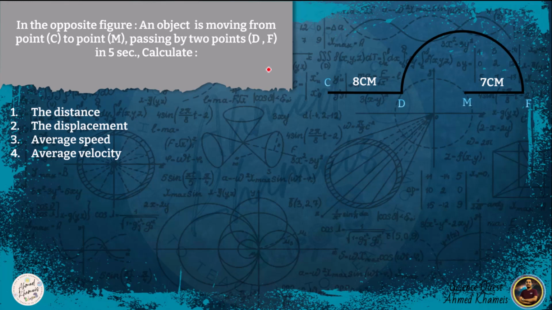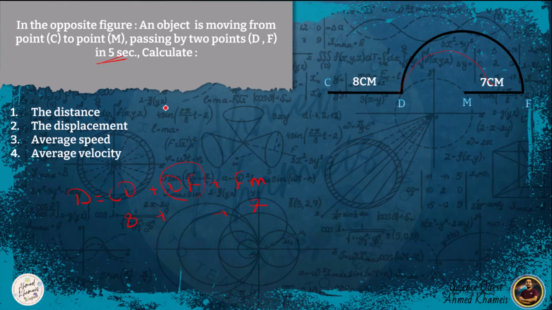In the opposite figure, an object is moving from point C to point M, passing by point D and point F in 5 seconds. Calculate the distance. So the distance is the length of the whole route. So the distance will be from C to D plus from D to F plus from F to M. From C to D is 8 centimeters. From F to M is 7 centimeters. So what is the distance from D to F? From D to F is a half circle.